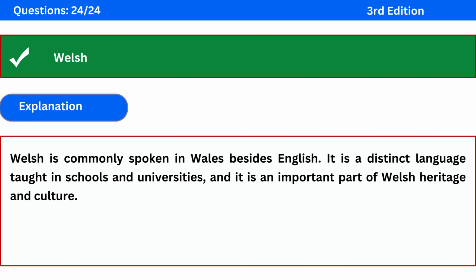The correct answer is Welsh. Explanation: Welsh is commonly spoken in Wales besides English. It is a distinct language taught in schools and universities, and it is an important part of Welsh heritage and culture.